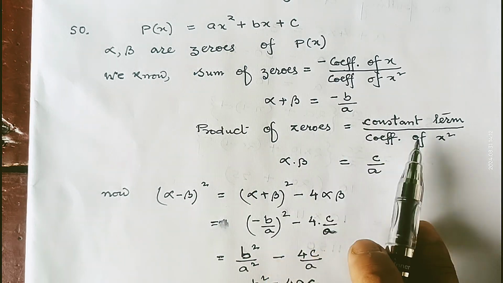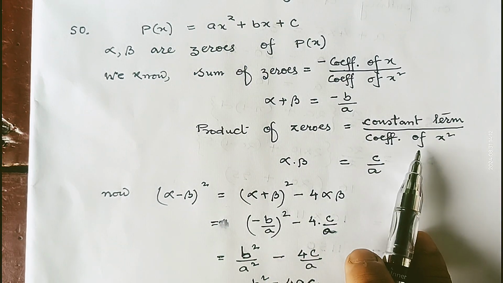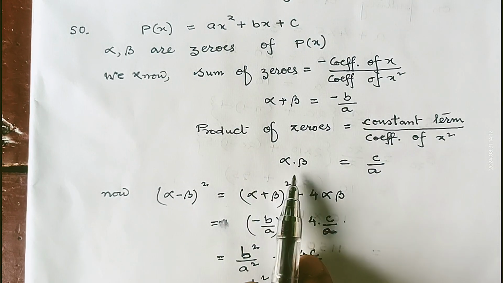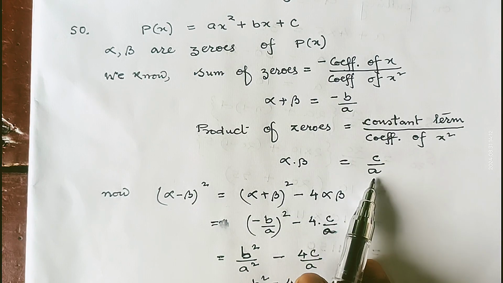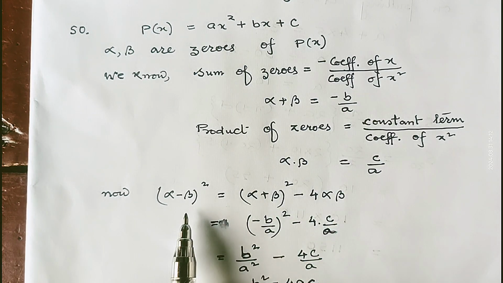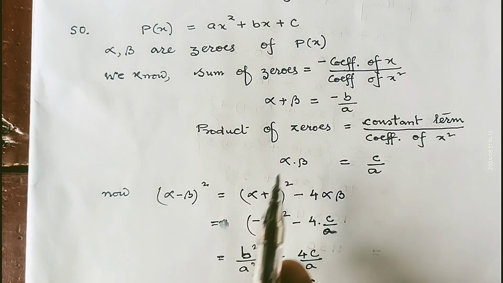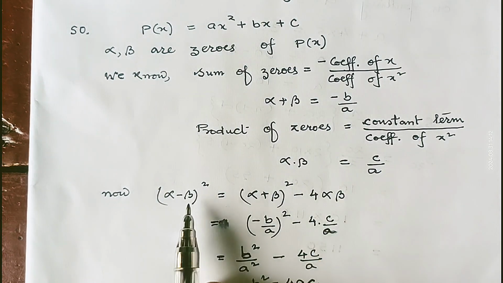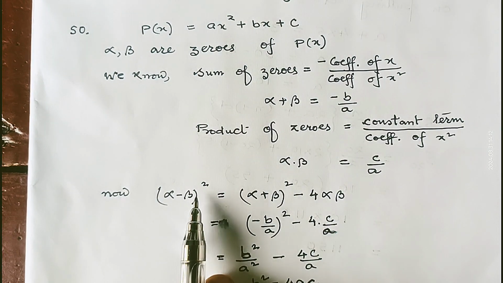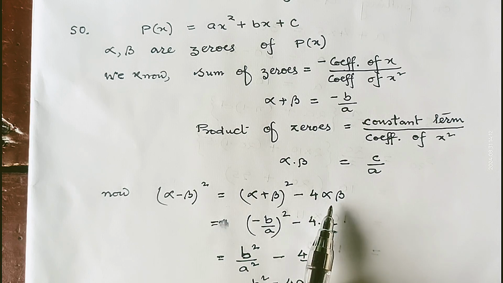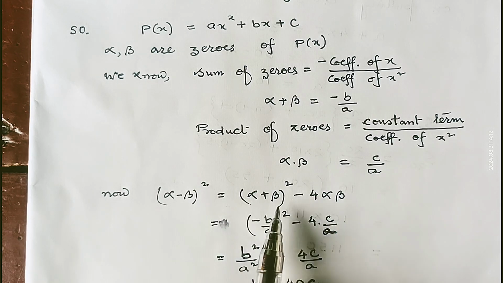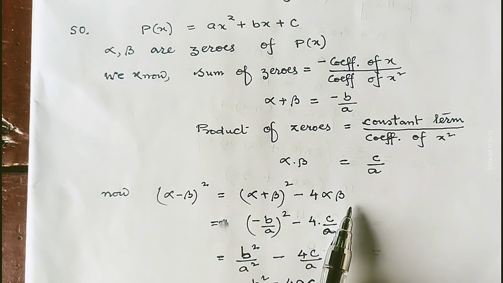Again, the product of zeros formula is constant term by coefficient of x square. The product of zeros, alpha into beta, will be c by a. Now (alpha minus beta) whole square. Since we know alpha plus beta and alpha beta, we have to express (alpha minus beta) whole square in terms of alpha plus beta and alpha beta, and the formula is (alpha plus beta) whole square minus 4 alpha beta.